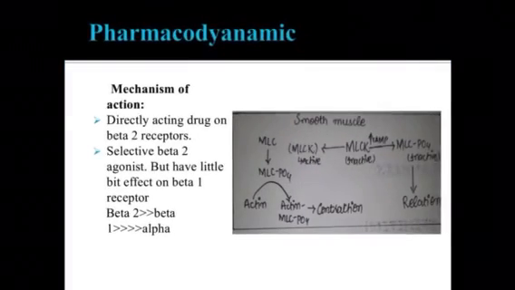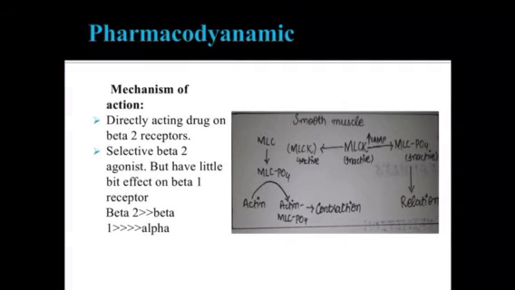Pharmacodynamics of salbutamol. Mechanism of action. It is a directly acting drug on beta-2 receptors. Although it is a selective beta-2 agonist, it has a little bit of effect on beta-1 receptors also.